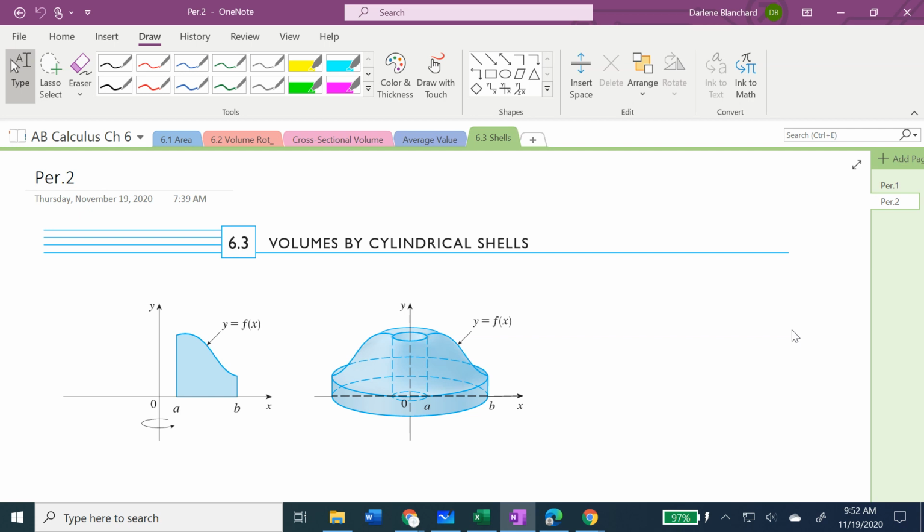And part of the reason I prefer it is because when you're using the washer method, you have to have two area formulas subtracting from each other to subtract out an excess that was created. With the shell method, it never creates excess.